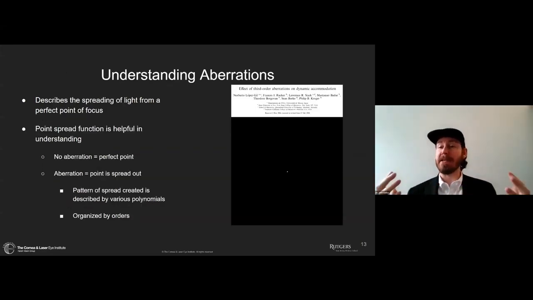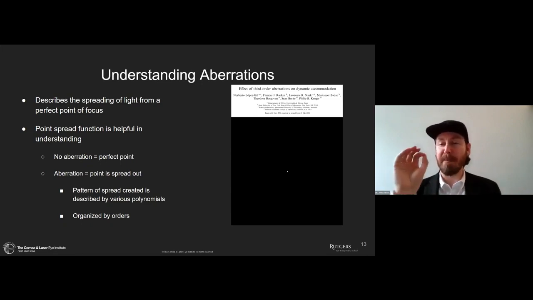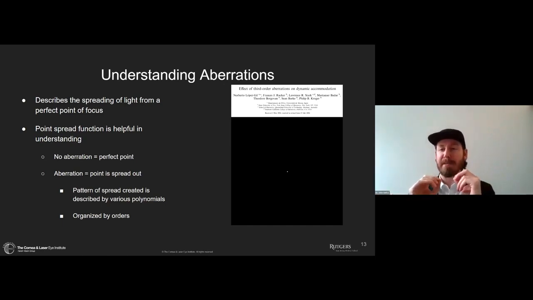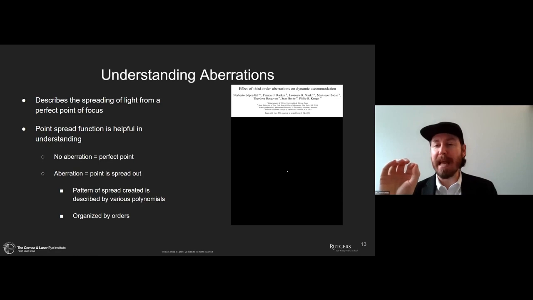To understand this lecture, we need to understand the concept of an aberration. Aberration describes the spreading of light from a perfect point of focus. In this image, we're looking at a perfect white point on a black background. If you had an absolutely perfect optical system, you would see exactly that. None of us looking at this image are seeing a perfect point on a black background. We're seeing a little bit of smudging around it, a little bit of blurring, a little bit of spreading of that light, and that is aberration.